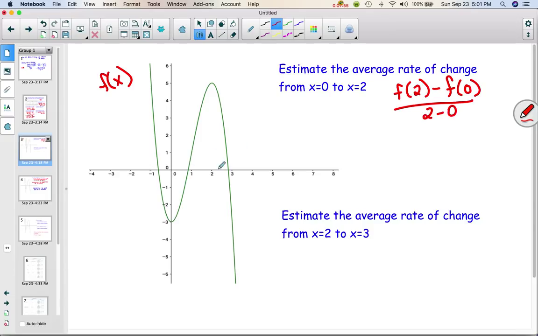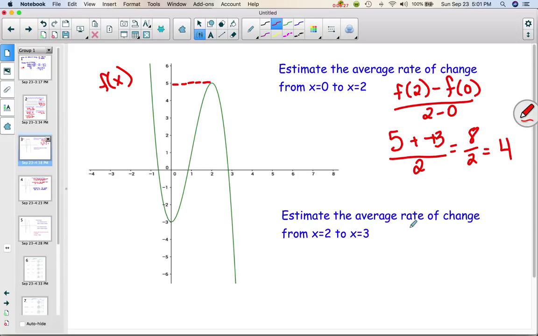So you're going to look over here on the graph and find the 2 and see what the height is. It looks like it's about 5. So you can kind of follow over from here. So it looks like we have a 5 minus f of 0 we can see is negative 3 over 2 minus 0. So we change this to adding the opposite. We get 8 over 2, which is 4. So my average rate of change from x equals 0 to x equals 2 is 4.